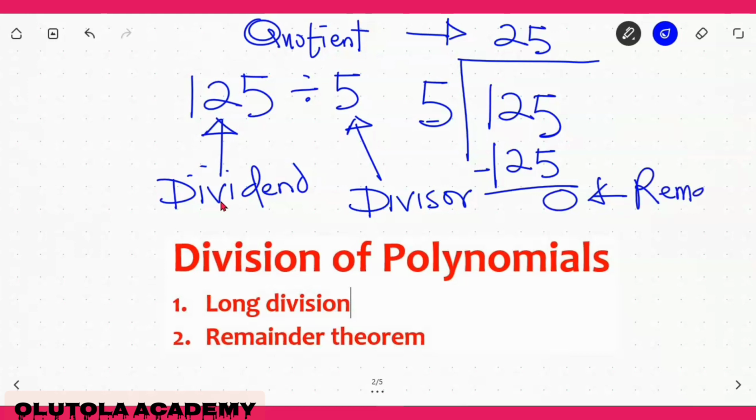So we have 4 terms here. The most important ones that we'll be working with are the quotient and the remainder. So we have the dividend, divisor, remainder, and the quotient. I'm going to be working on about 4 examples, and I'm going to be using long division and the remainder theorem.